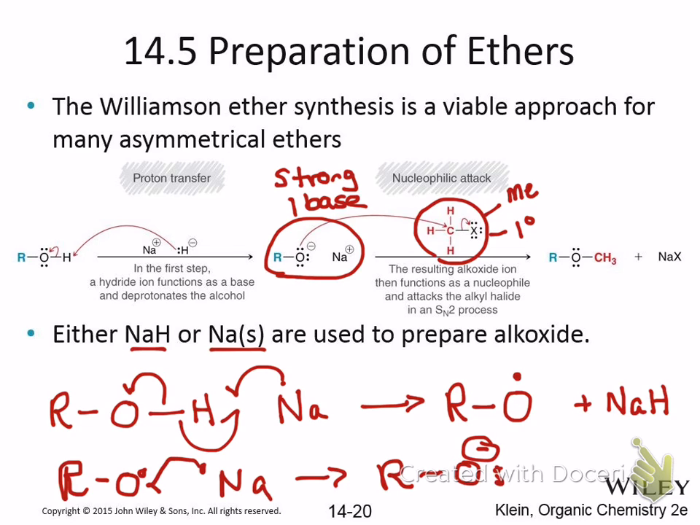Because if you have a strong base and a secondary alkyl halide, what happens? You get an elimination, right? You get E2 elimination and you get an alkene instead. So there's some limitations to this method. You have to be able to make a primary alkyl halide or at least a secondary alkyl halide, but then you have to expect a lot of other byproducts. So, strong base, methyl or primary alkyl halide.